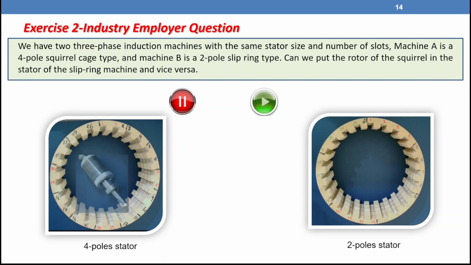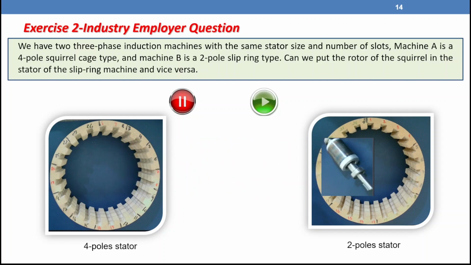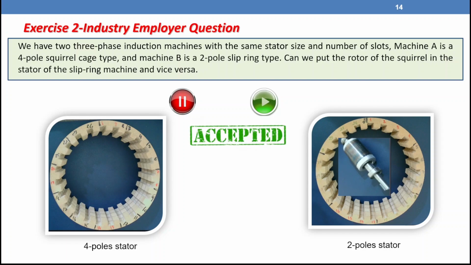If we have a squirrel cage rotor, as we explained before, the squirrel cage rotor can adapt itself to the stator. So if the stator is single phase, the rotor will be single phase. If the stator is three phase, the rotor will be three phase. If the stator is two poles, four poles, six poles, the rotor is going to adapt itself. So you can take this rotor and put it in the two-pole stator and there is no problem at all, and that one is accepted.